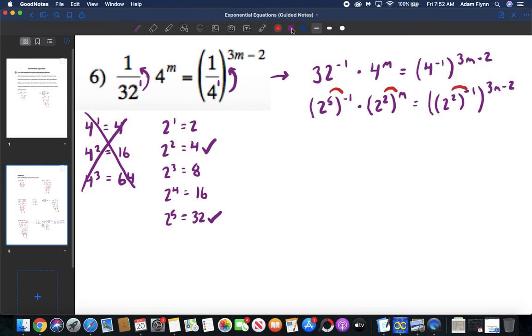On the right side here, I'm working from the inside out. If I rewrite this, I've got 2 to the negative 5th times 2 to the 2m equals 2 to the negative 2 to the power of 3m minus 2. I've still got a power rule that I can do on the right side, so I'll take this negative 2 and distribute it to my power on the outside. On the left side, I can do the product rule, so I'm going to rewrite it as one base and add my powers together. If I distribute, I get 2 to the negative 6m plus 4.